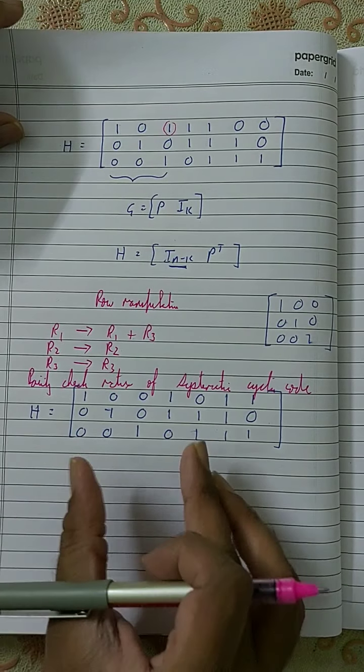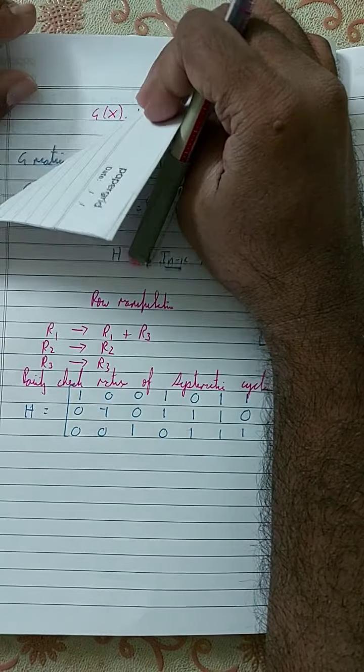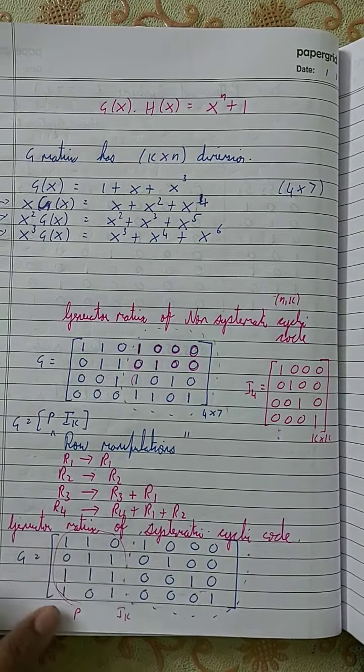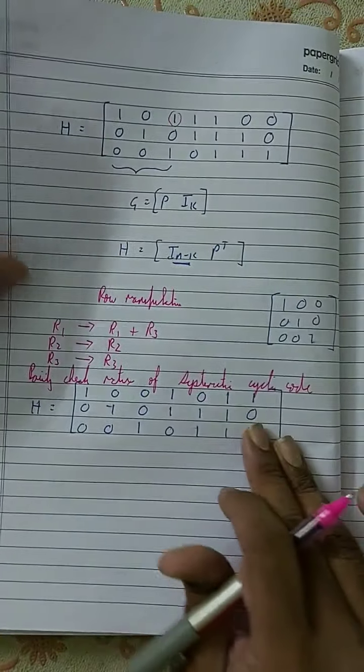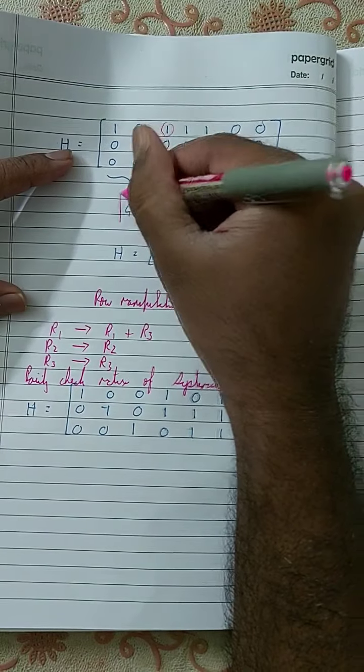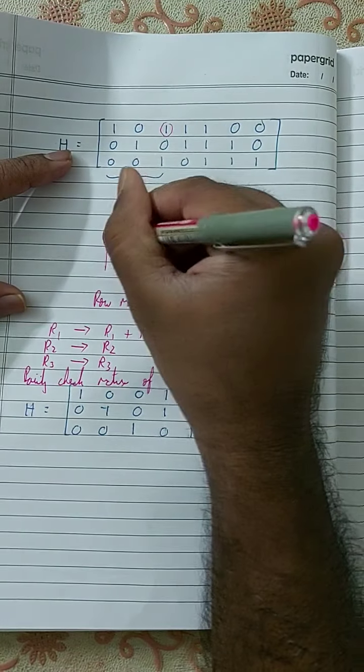Now all you need to do is simply compare your systematic parity check matrix with the systematic generator matrix, and you can see for yourself that it satisfies all these equations that you studied.